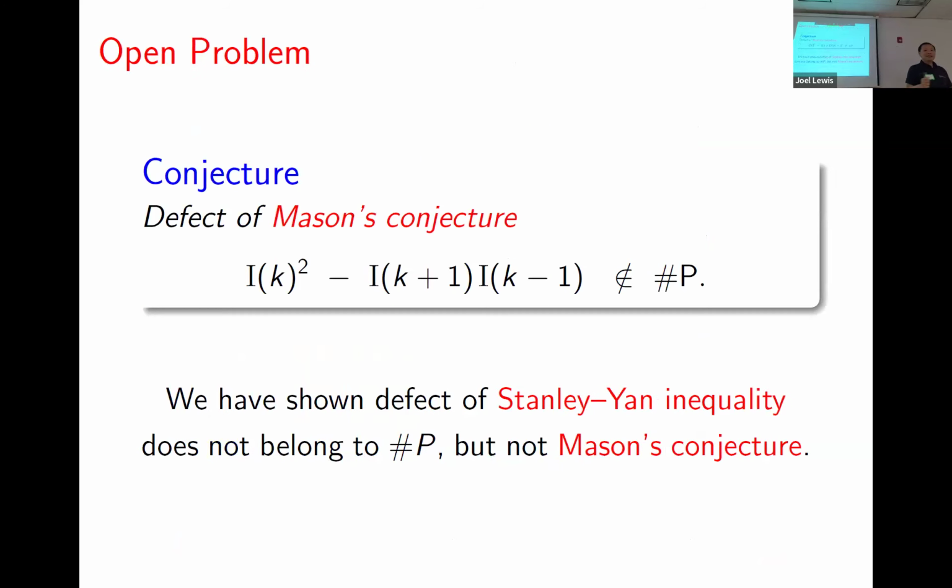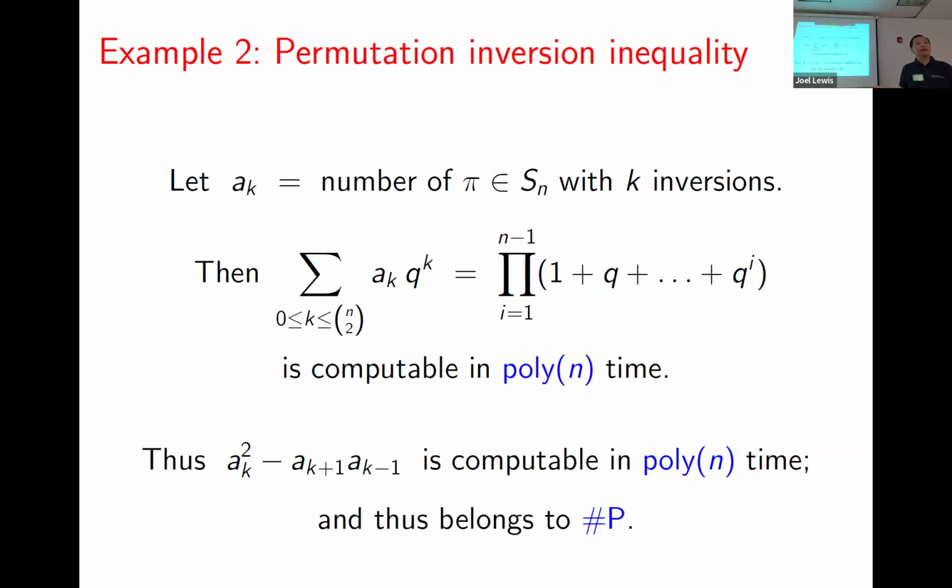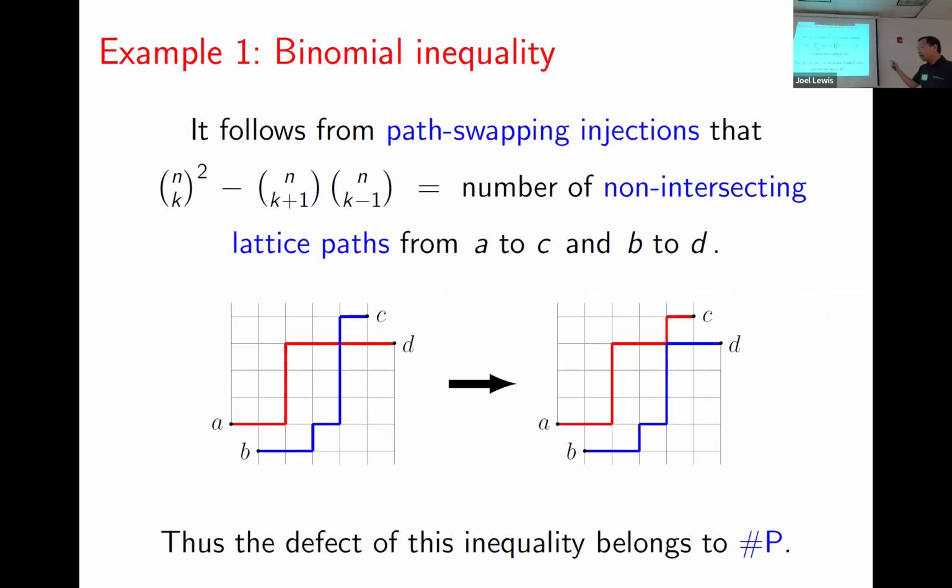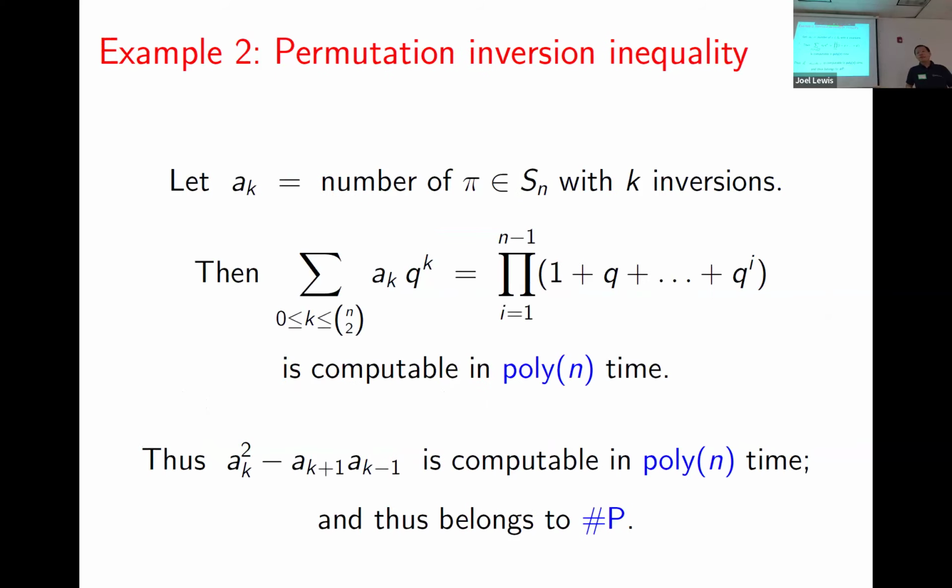Yes. Any other question? Feel free to. Are there other examples other than the two given? You mean the ones in sharp P or the ones not in sharp P? Okay. For things in sharp P, there are many more examples. The way I do it is I go to Stanley's list of all these positive combinatorial interpretations and go through them one by one. There are some that are arguable, where some people say it is a combinatorial interpretation and some say it is not. But the ones that have been commonly accepted all belong to sharp P.